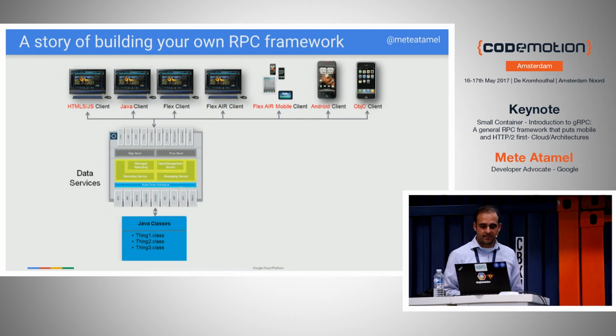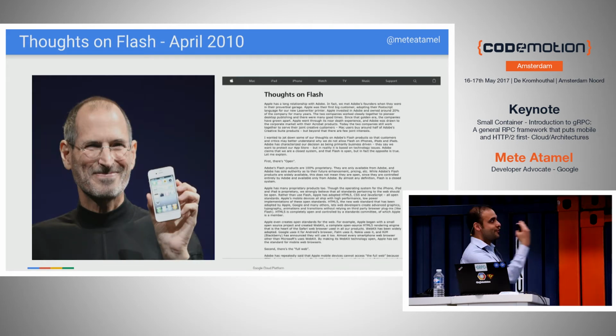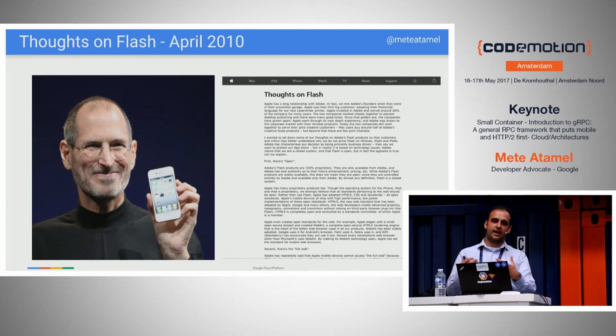So what happened after that is that at some point, you remember this guy, he wrote a letter called Thoughts on Flash, and he basically explained why Flash is not going to be on any iPhone devices ever. So he went through some technical reasons, and some of them are true, some of them were kind of exaggerated in my opinion. But in the end, he basically didn't want a third party to come between Apple and developers.